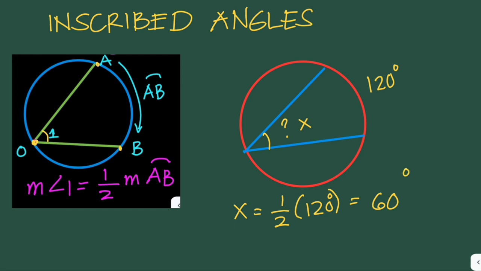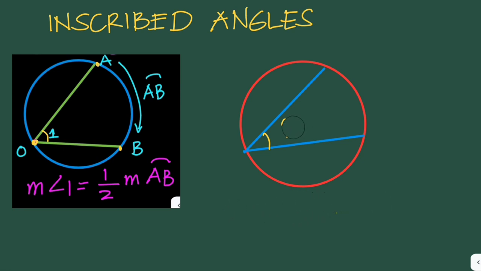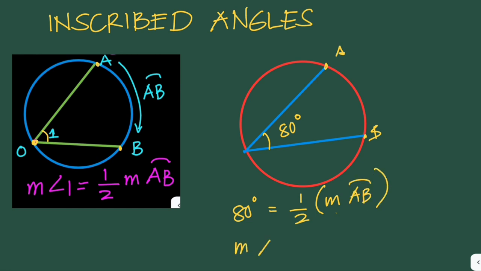How about if we're given the inscribed angle, and then we solve for the intercepted arc. Let's say this angle is equal to 80 degrees. So that would be 80 degrees equals 1/2 of, let's say this is arc AB, the measure of arc AB. Therefore, the measure of arc AB is just equal to 80 degrees times 2, which is just equal to 160 degrees.